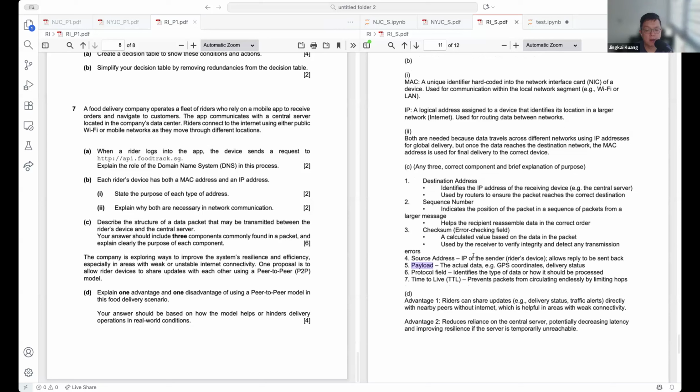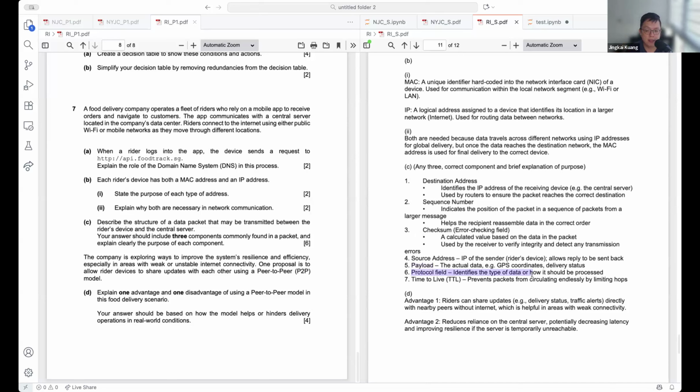The other things you never really see before, but it's nothing too difficult for you. Checksum we know, because literally the question we talked about it: it ensures that the integrity of your data packet is not affected. Source address, in case you need to send back a confirmation that you have received it as well. Protocol field.